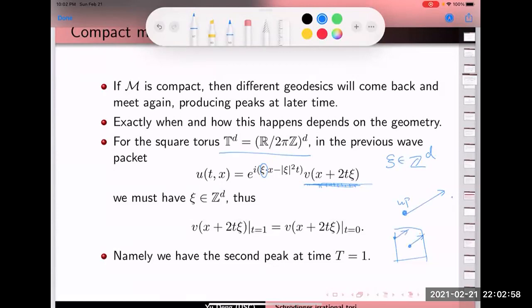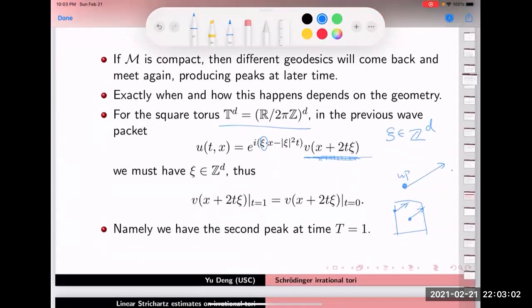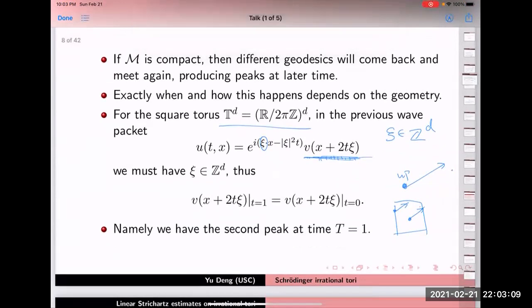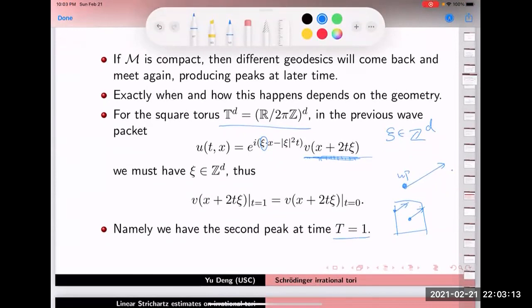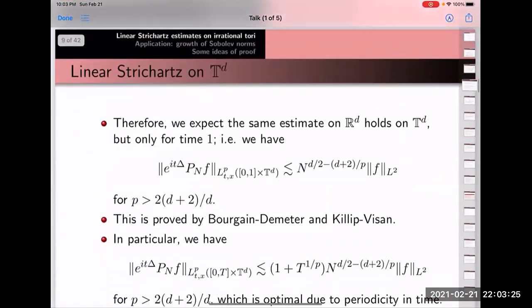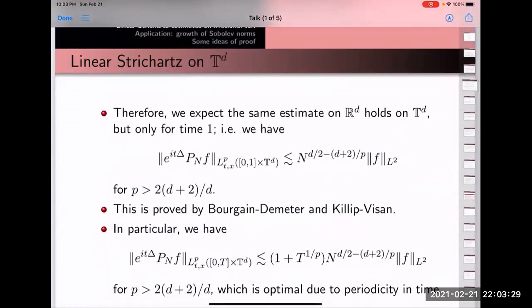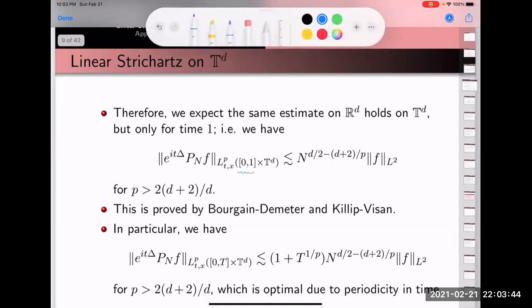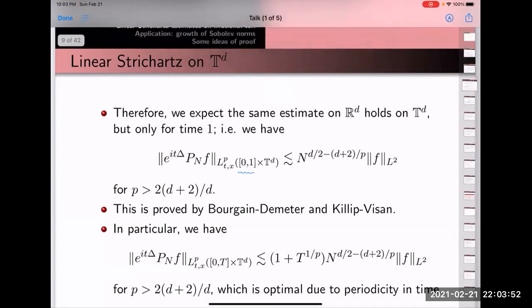Okay. So in particular, in the case of a standard torus, we have this reconcentration, or refocusing, at time t equals 1. So at unit time, because all your frequencies are integer vectors, the group velocities are integer vectors. What this corresponds to is the fact that we have the same Strichartz estimates on the square torus as on Rn, but not for all time from 0 to infinity, only for time t from 0 to 1. Because at time 1, these wave packets get concentrated again, and then you have a second peak of the LP norm.